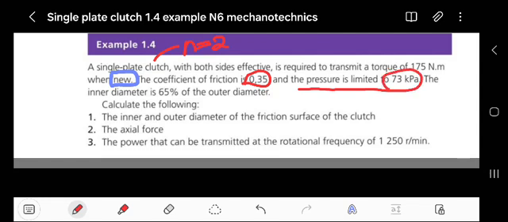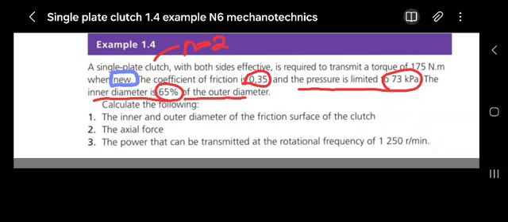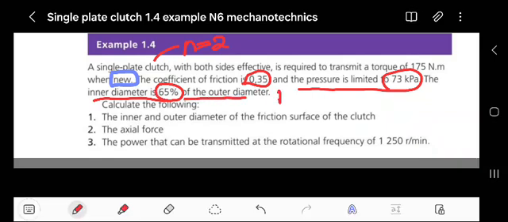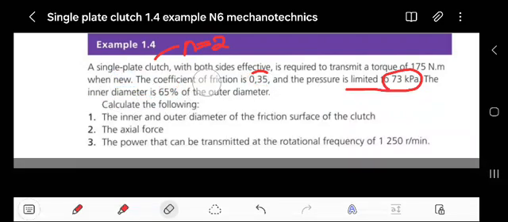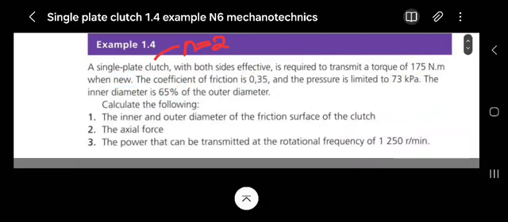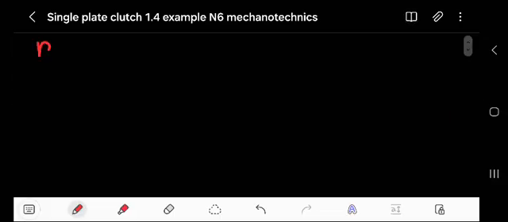The inner diameter is 75% of the outer diameter. What do they mean about that? It simply means that the inner diameter D is equal to 0.75 multiplied by the outer one. You will see as we are dealing with questions. Let us take some data here, guys.